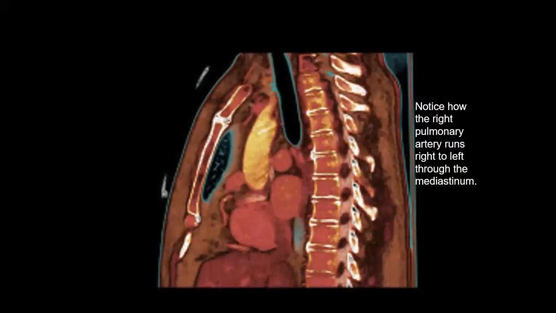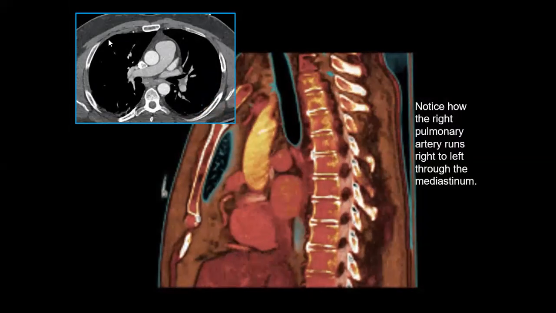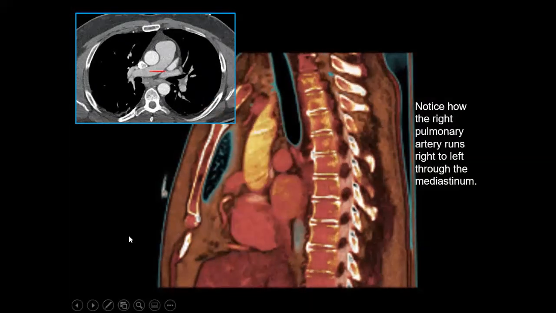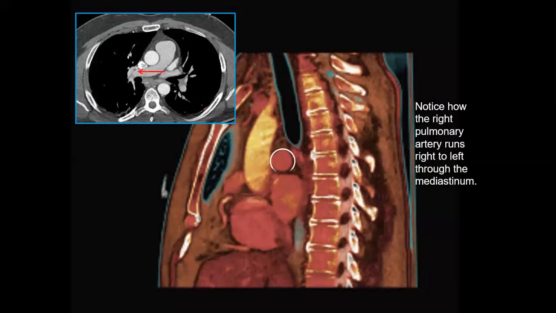And notice how the right pulmonary artery runs right to left through the mediastinum. So we're at a level about here, posterior to the ascending aorta. And the right pulmonary artery is running right to left. There's the right pulmonary artery.